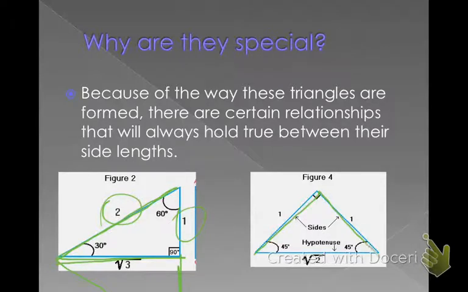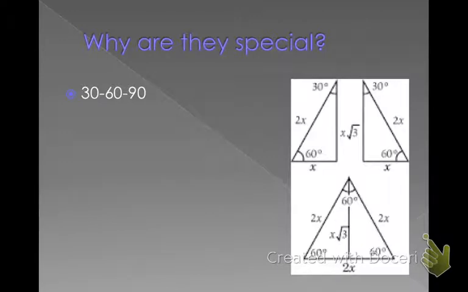Same thing happens with the 45, 45, 90. These 2 sides were the original side of the square, so they're both congruent to each other, which means we know 2 sides of the right triangle, and we could use the Pythagorean theorem to solve for the third. As was kind of shown in the previous slide, there's a relationship between the side lengths that we can generalize.